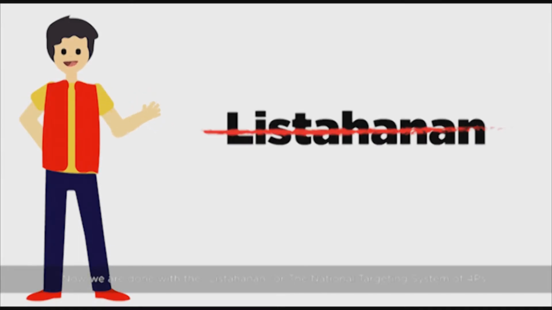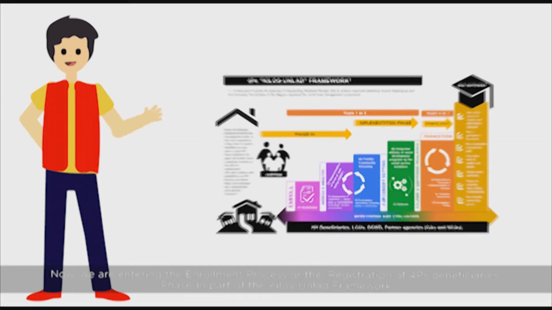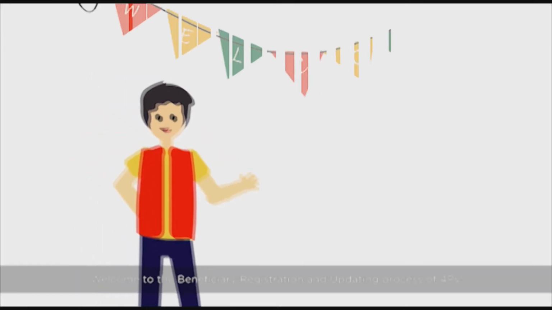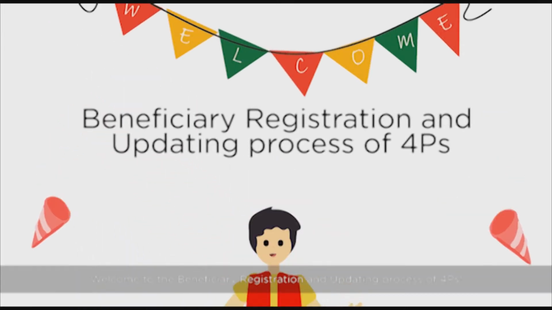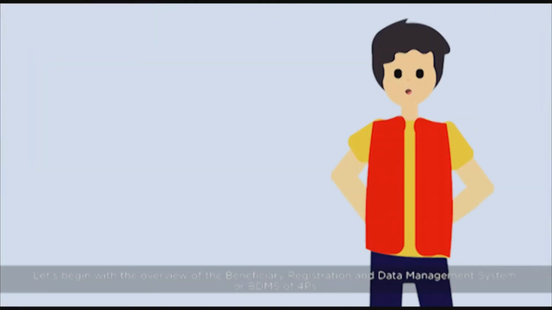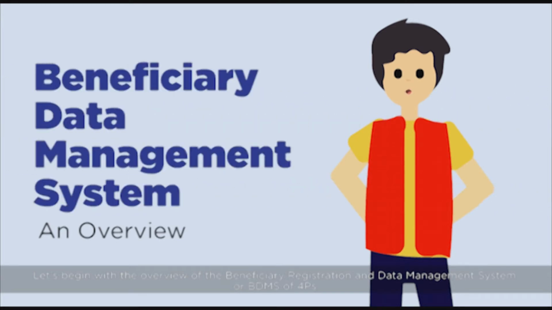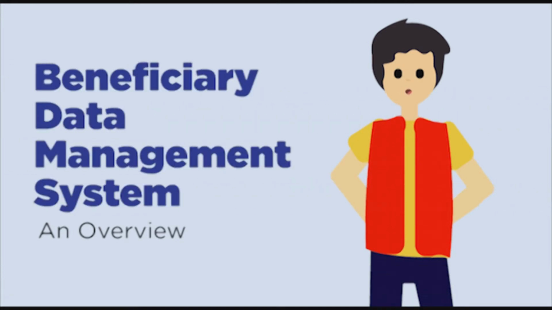Hello everyone. Now we are done with the Listahanan or the National Targeting System of 4Ps. Now, we are entering the enrollment process or the registration of 4Ps beneficiaries, based in part on the Kilos-Unlad framework. Welcome to the beneficiary registration and updating process of 4Ps. Let's begin with the overview of the Beneficiary Registration and Data Management System or BDMS of 4Ps.